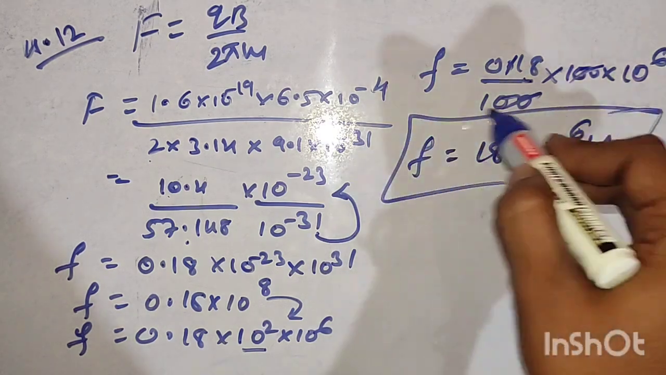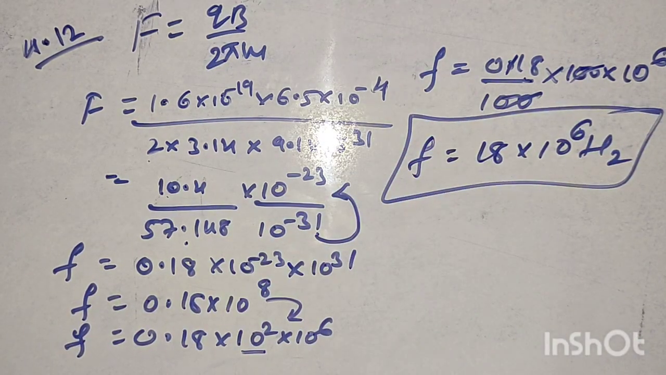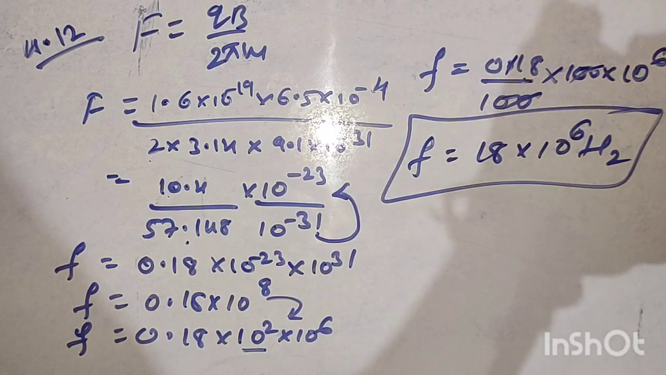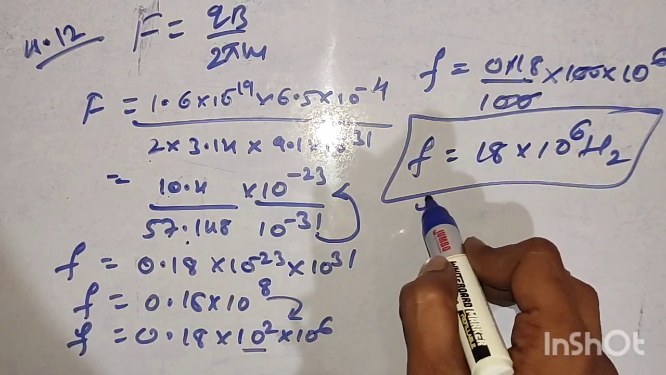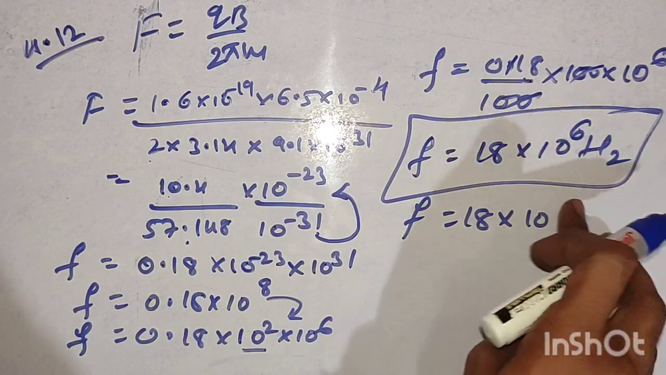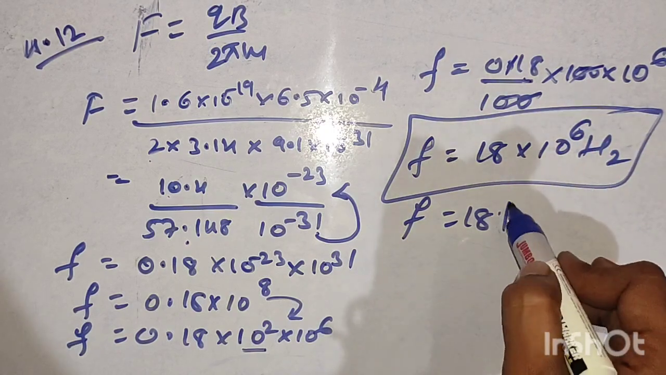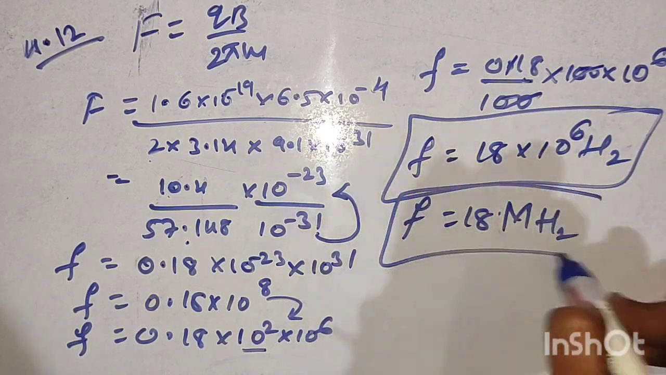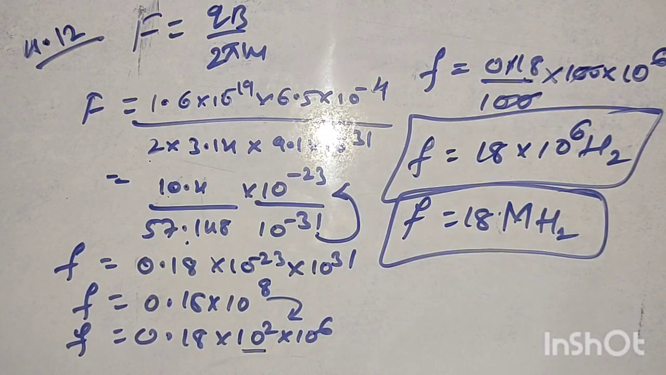hertz. Here we calculated the frequency. F is equal to 18 into 10 to the power of 6. It's nothing but megahertz. This is the answer, and we calculated the frequency.